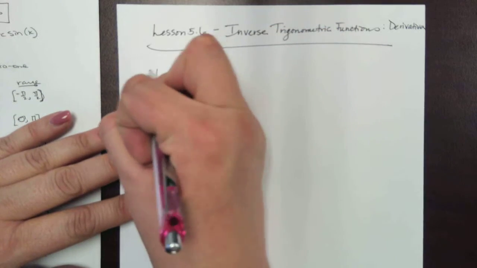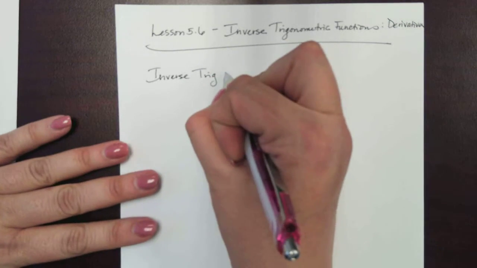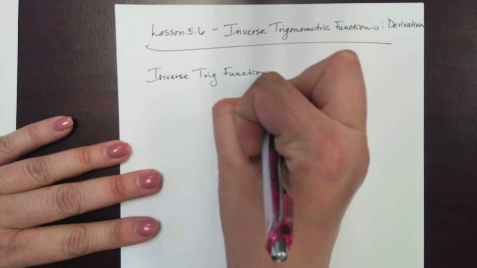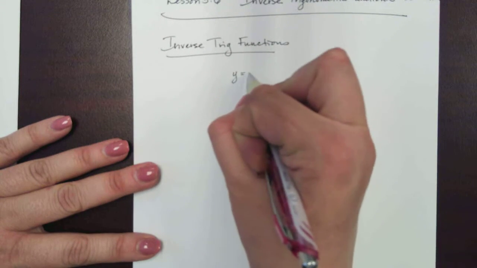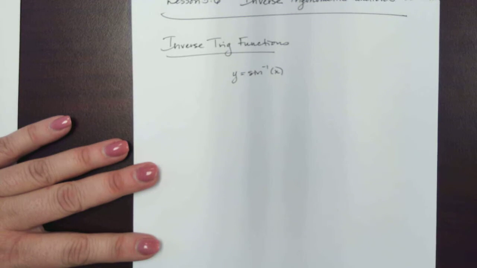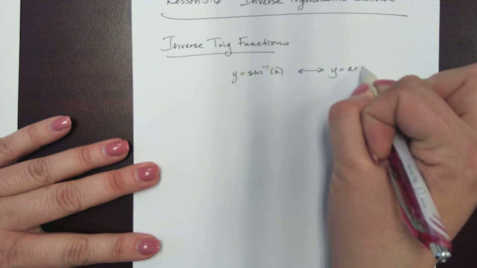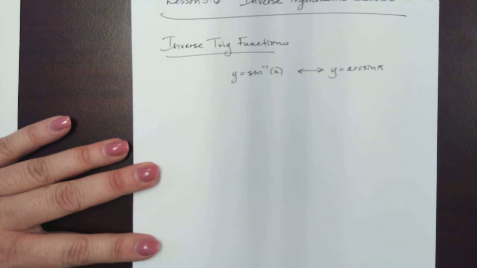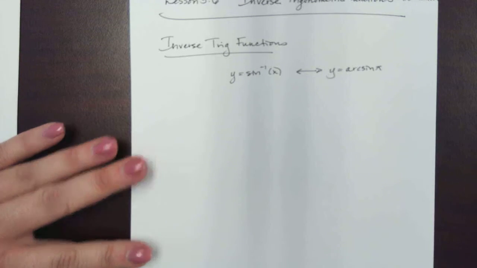Okay? So inverse trig functions. Let's remember that I could have y equals inverse sine of x, and that does not equal 1 over sine x, right? That's inverse sine. The other way that we could write this is y equals arc sine x. So it does refer both ways in our book, okay?